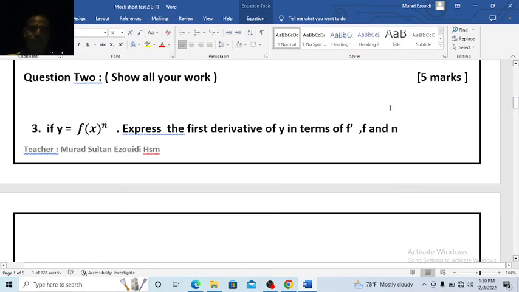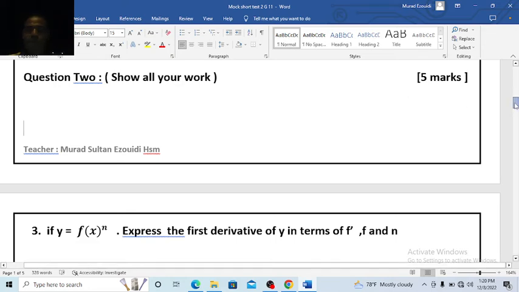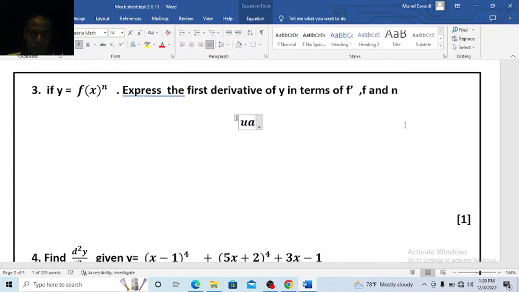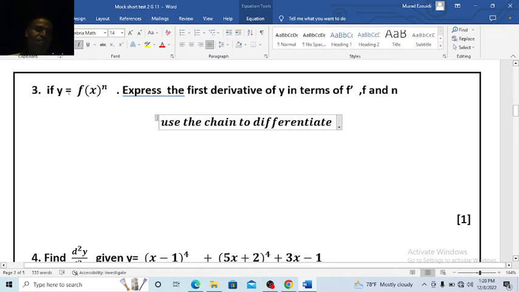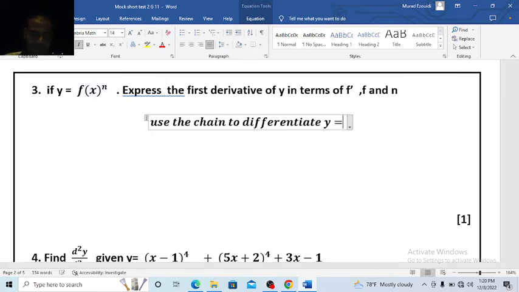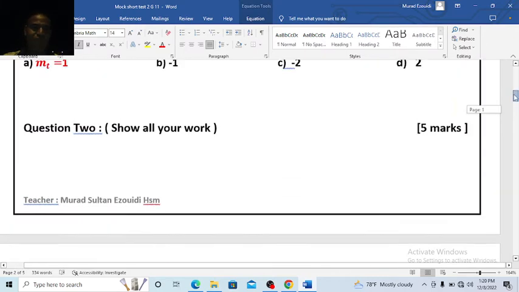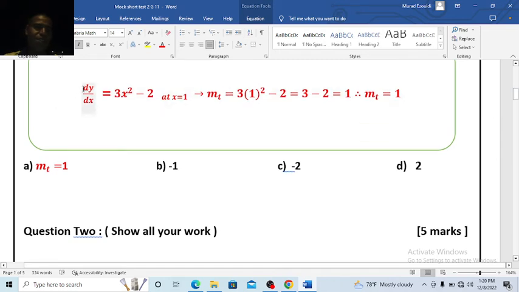Okay, question number 3. If y equal f of x all to the power n, express the first derivative of y in terms of f dash, f and n. This means you are going to use the chain rule. Use the chain rule to differentiate y equal f of x to the power n. I will use dy with respect to x.